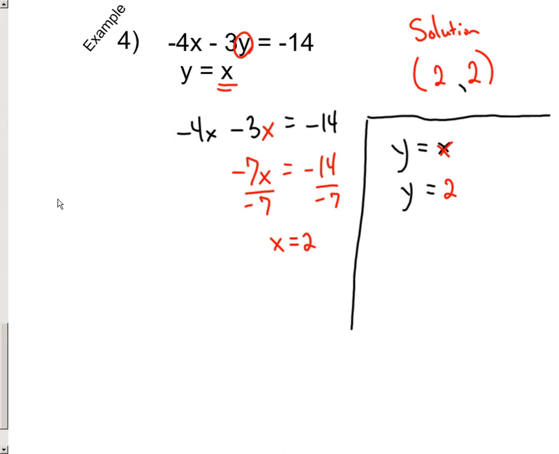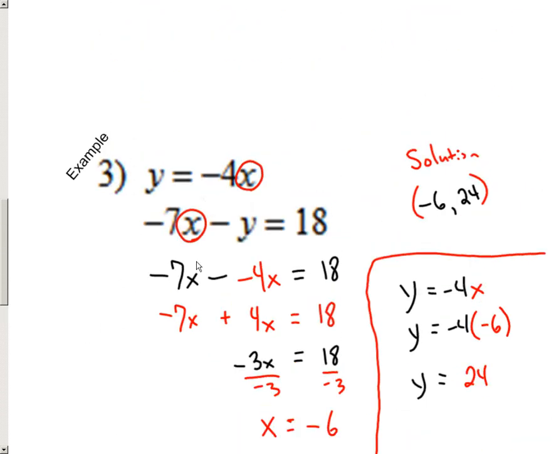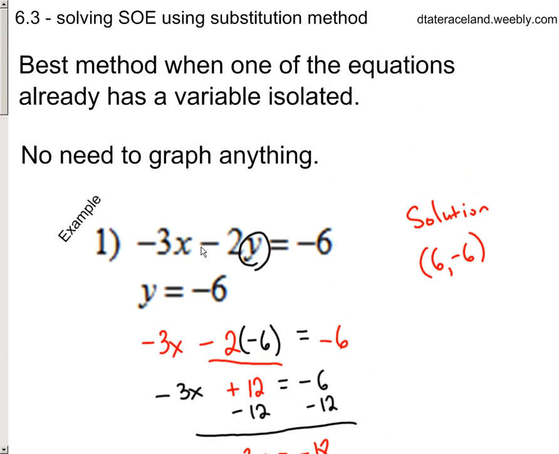This substitution method, again, is best when you see that one of the variables is isolated all by itself. You can use the substitution method when you don't have a variable isolated. You can manipulate the equation, and then you'd be able to isolate the variable and proceed just like we have normally.